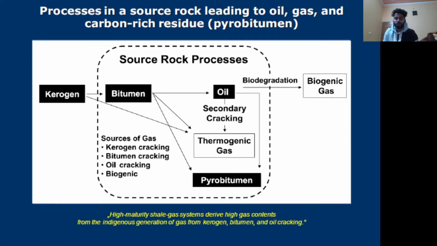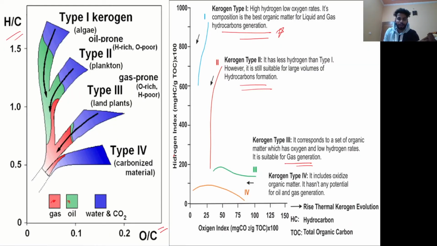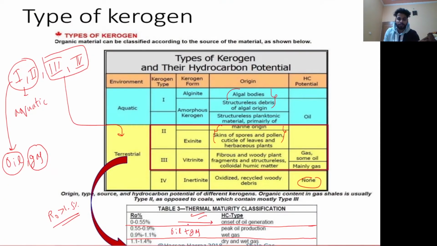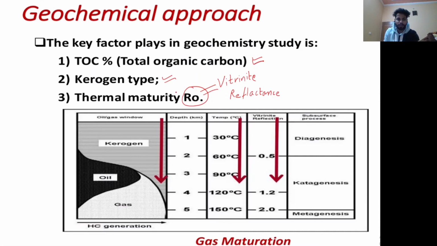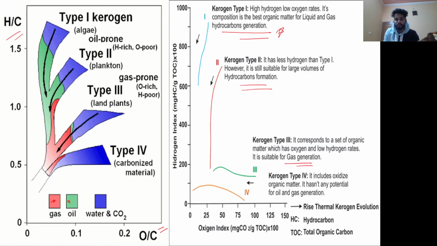So that was about types of kerogen, as well as the thermal maturity, which is denoted by vitrinite reflectance, and the total organic carbon. Based on these three main parameters, we can judge whether our particular shale reservoir has good quantities of oil and gas or not.